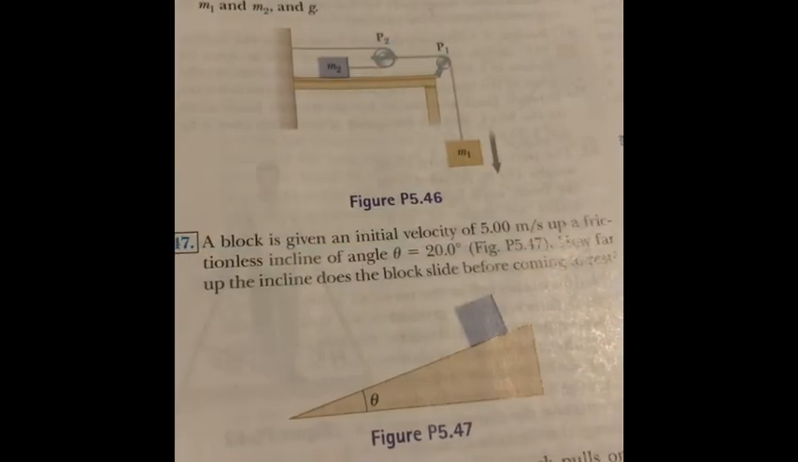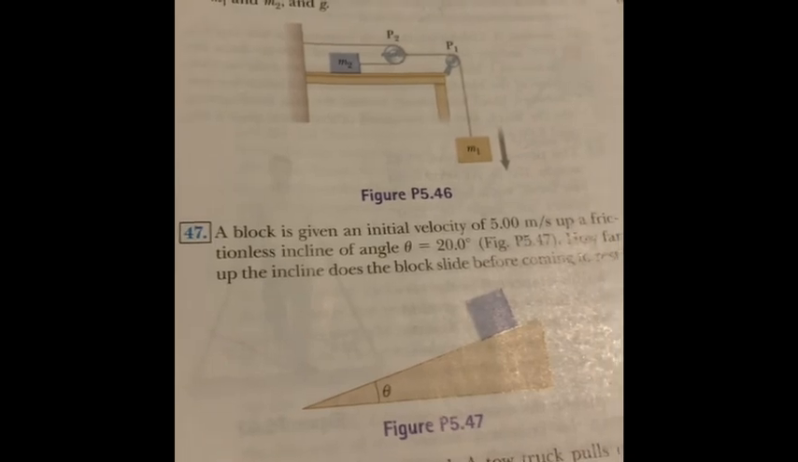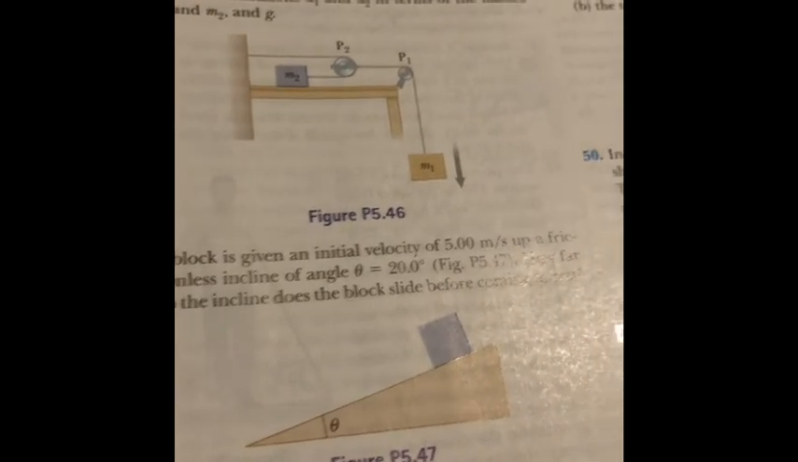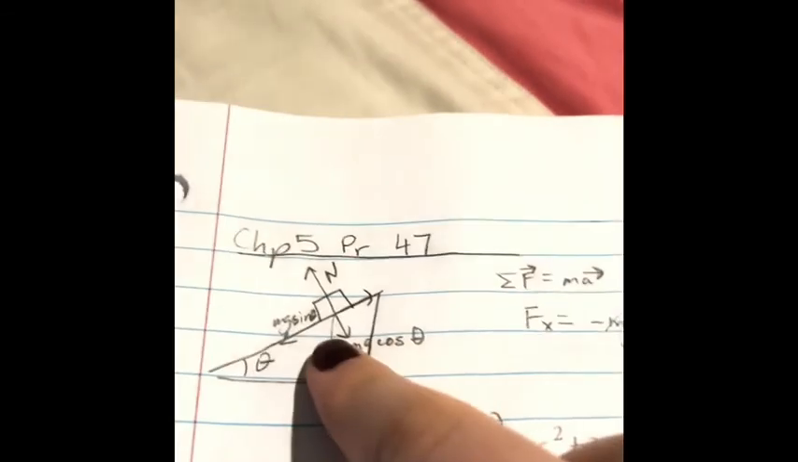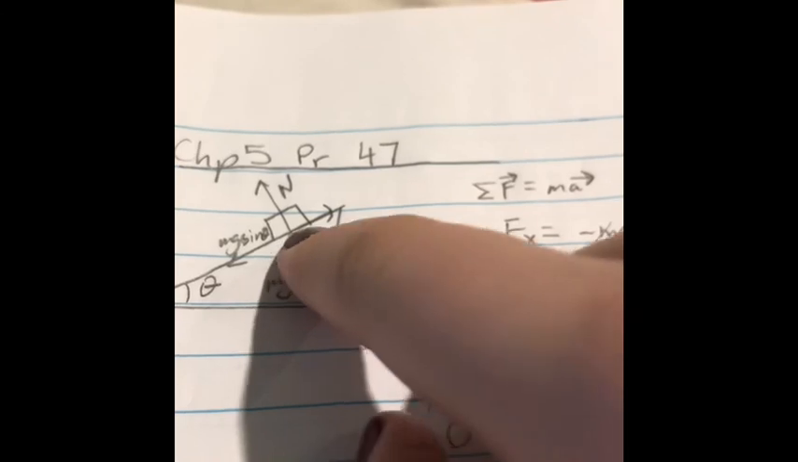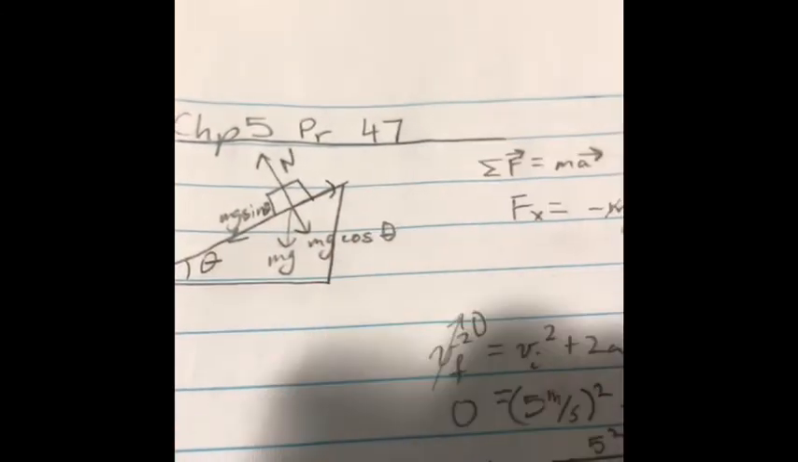It shows problem 47. A block is given an initial velocity of 5 meters per second on a frictionless incline with an angle of 20 degrees. How far up the incline does the block slide before coming to a rest? So I showed a diagram here with the normal force and gravity, and of course a force goes this way and one acts this way.